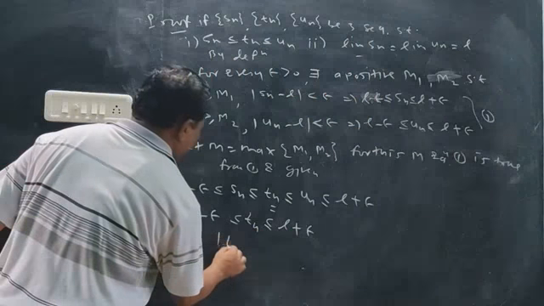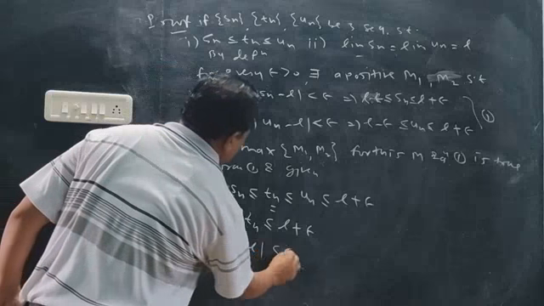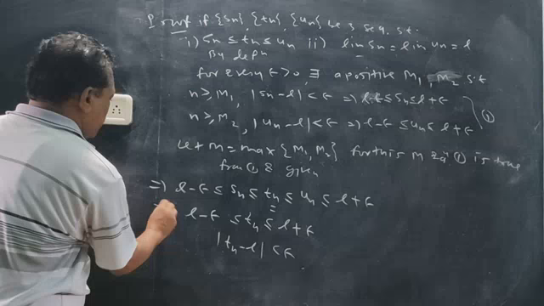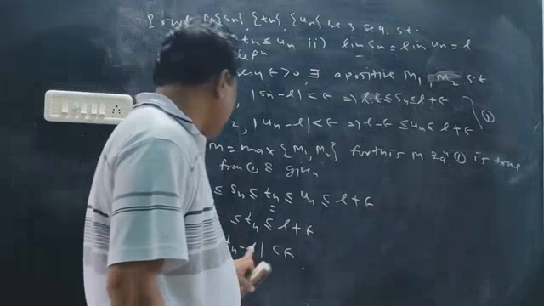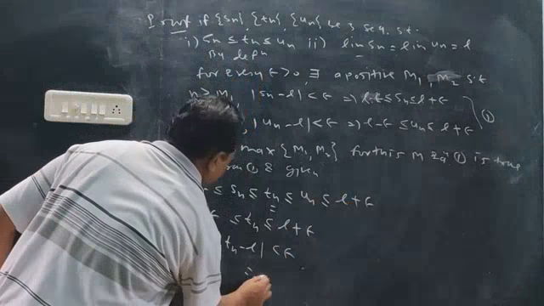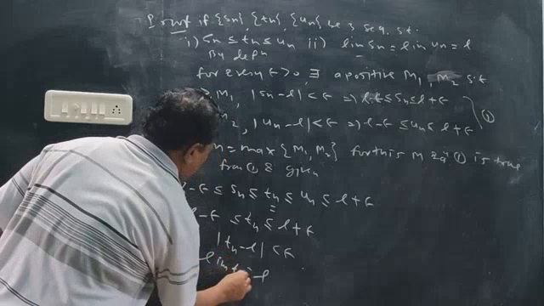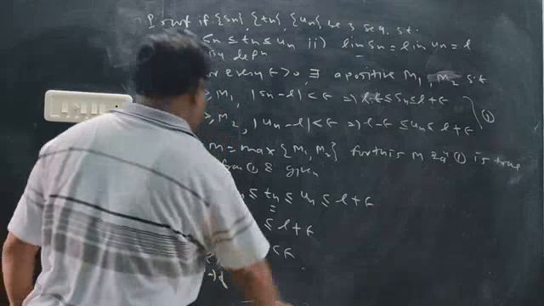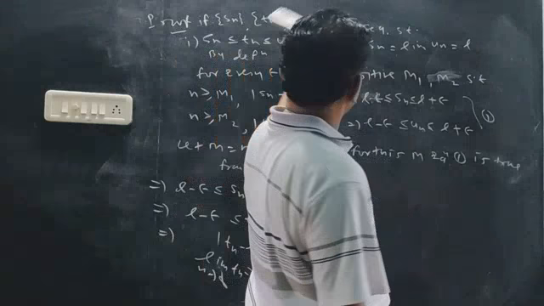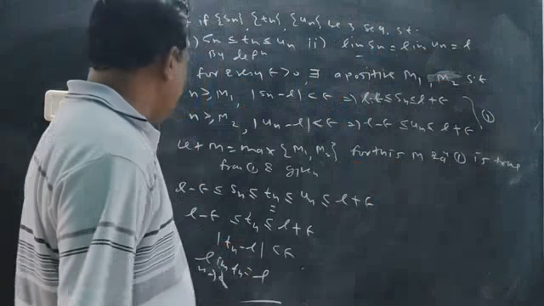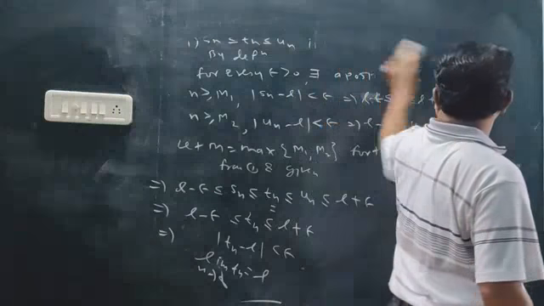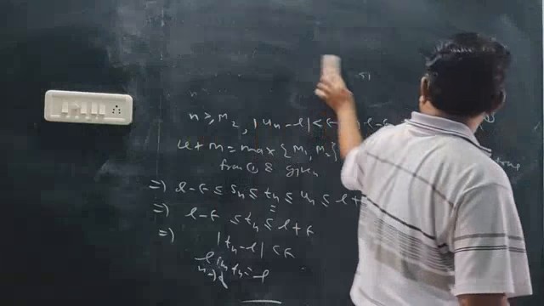What is the meaning of this? Mod Tn minus L is less than epsilon. Tn lies between L minus epsilon and L plus epsilon. So mod of Tn minus L, here is the limit of Tn. So the limit of Sn is L, the limit of Un is L, and this lies between, then the limit of the third is also L. So the sandwich theorem. So what is sandwich?